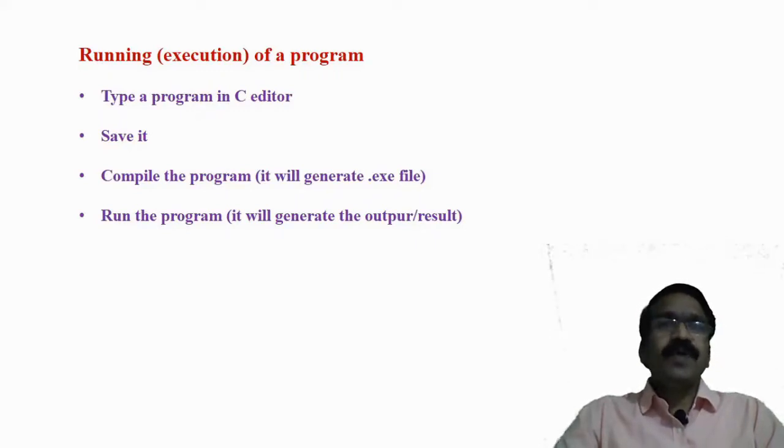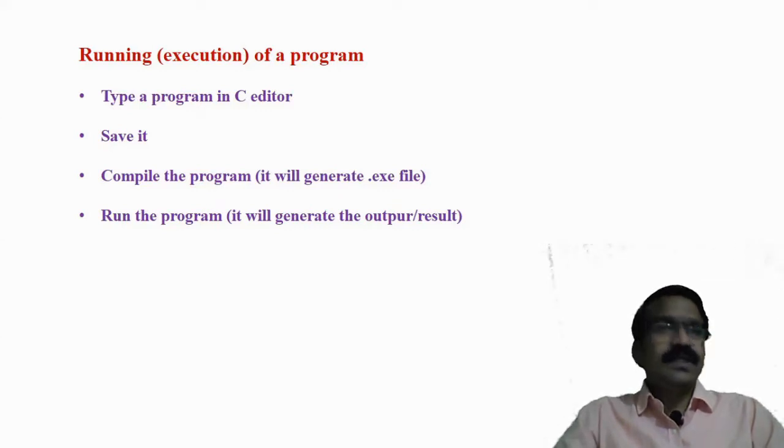Then compile the program, which will generate the exe file. After compiling the .c file, it will generate the .exe file, that is the executable file, and after that run the program using the exe file. We will run the program and that will display the result of the program.